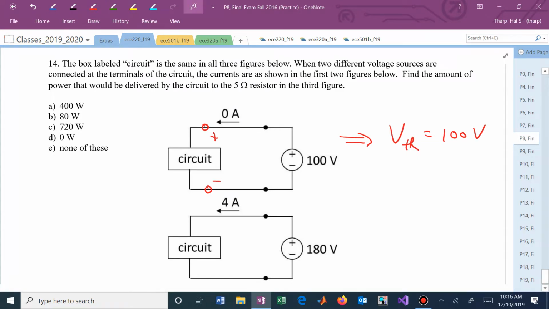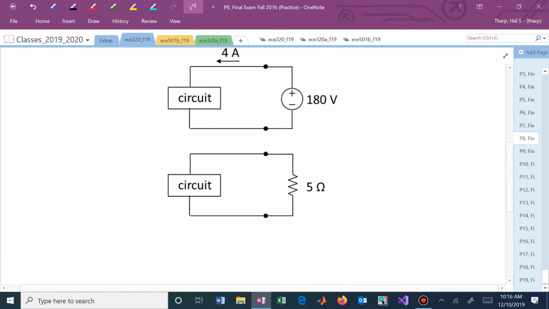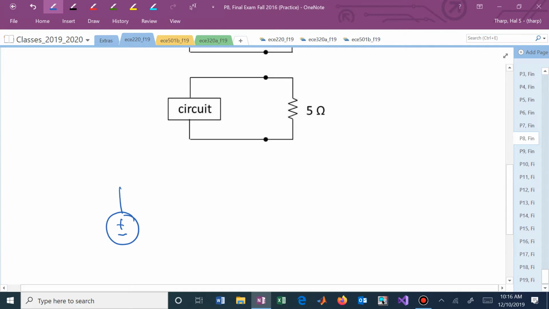What's the second circuit tell us? Now we're in the lab and we adjusted the voltage on the right to a little bit more. We've made it 180, and now we have 4 amps flowing. So now in terms of our circuit, what do we have? Now I'm saying we've already identified our circuit to possess 100 volts. So here are the terminals of our circuit, and now we've connected.